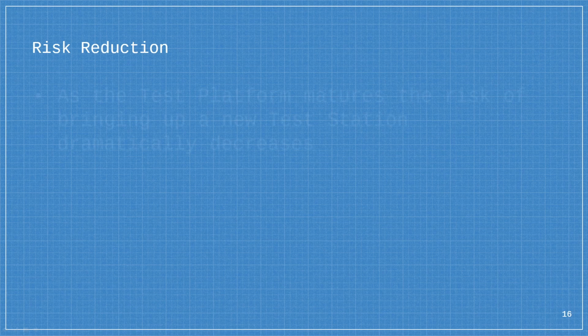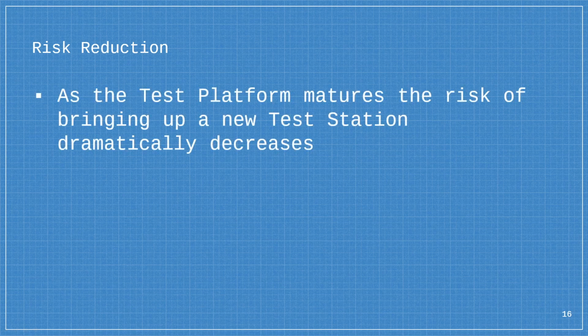So for risk reduction, this is an over time thing. Initially, if you go with a test platform approach, if you're not careful, the risk is higher than doing an individual test station. But once your test platform starts to mature, then the risk goes down dramatically. And this is because you have a body of evidence, a body of work.